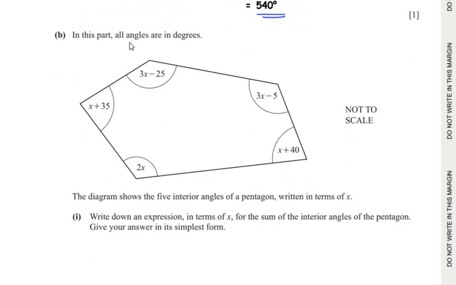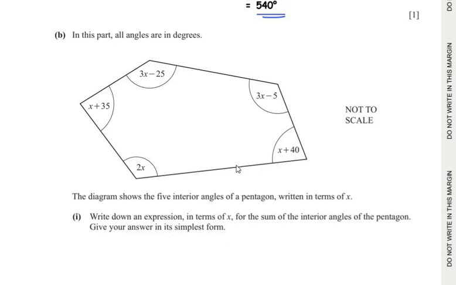In this part, all angles are in degrees. The diagram shows 5 interior angles of a pentagon written in terms of x. Write down an expression in terms of x for the sum of interior angles of the pentagon. Give your answer in its simplest form.